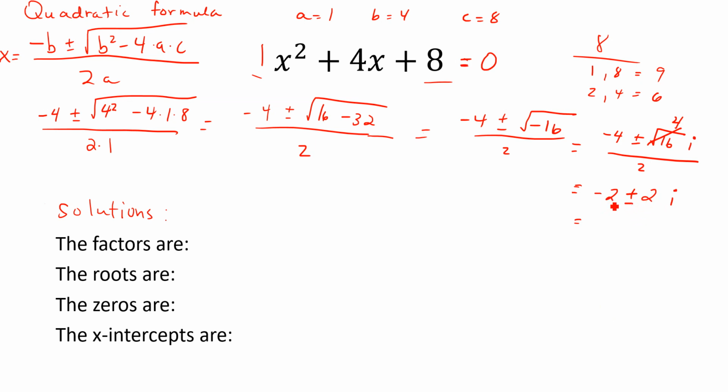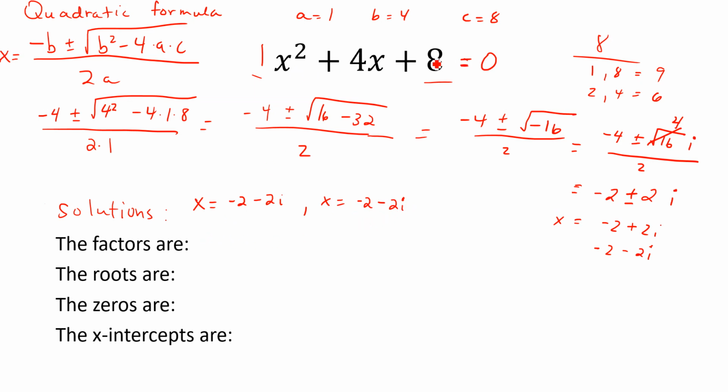Alright, so we have negative 2 plus and minus 2i. So that means that your answers are going to be x equals negative 2 plus 2i and negative 2 minus 2i. So your solutions are exactly that. x equals negative 2 minus 2i and x equals negative 2 plus 2i. What are our factors?